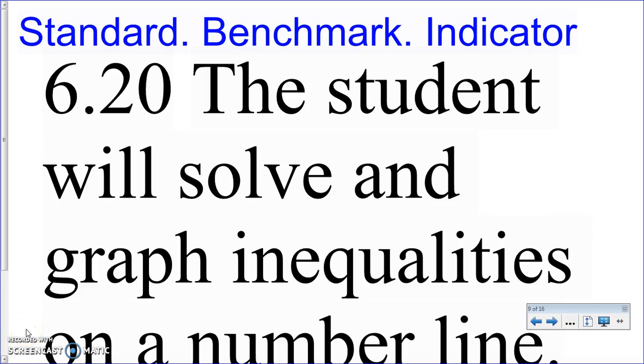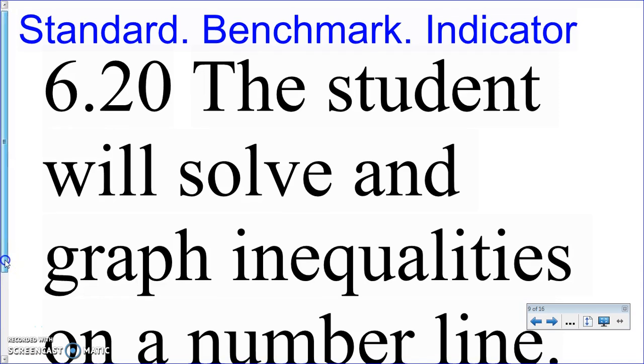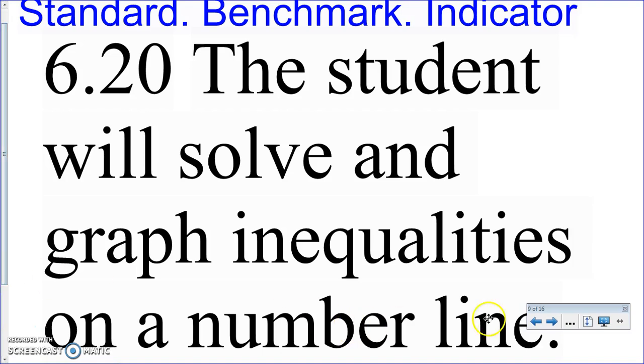Today we will be learning how to solve and graph inequalities. Please copy down the standard benchmark indicator on a clean page in your math notebook. The student will solve and graph inequalities on a number line.